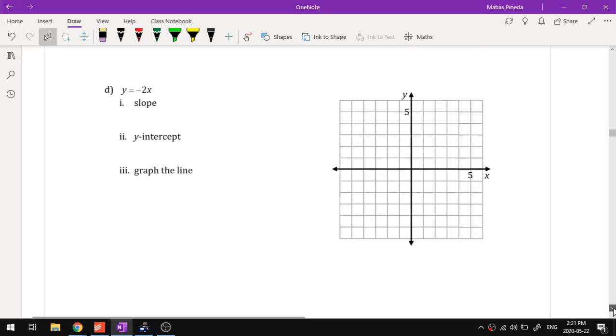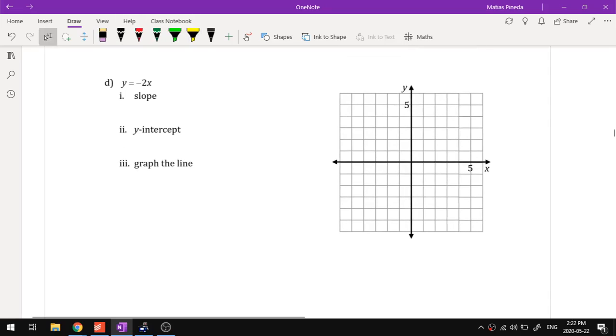And finally, we have y equals negative 2x. So my slope, same thing, is the coefficient for x. My slope is negative 2. My y-intercept here, well, the y-intercept seems to be missing here. Well, all it means is that we just have plus 0. That means that the y-intercept equals 0. Means that our y-intercept is right there in the origin.